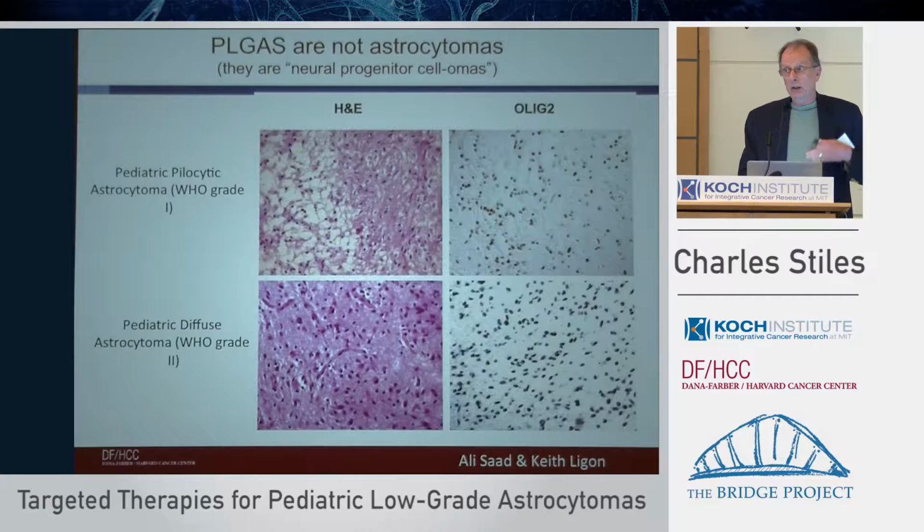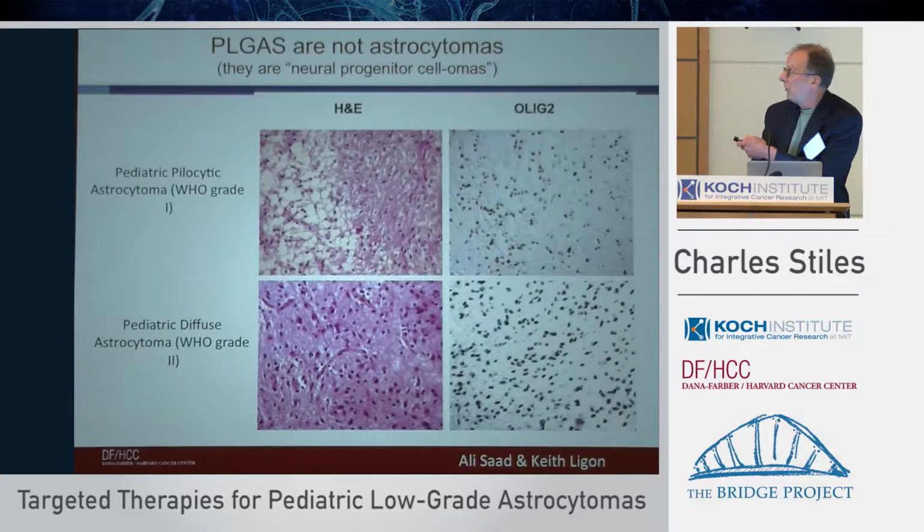Fifty years ago, it was thought that the only replication-competent cell in the brain was the astrocyte. So since a tumor has to initiate in a replication-competent cell, they must be astrocytomas. We've since discovered the postnatal brain stem cells that are much better candidates for cell of origin.